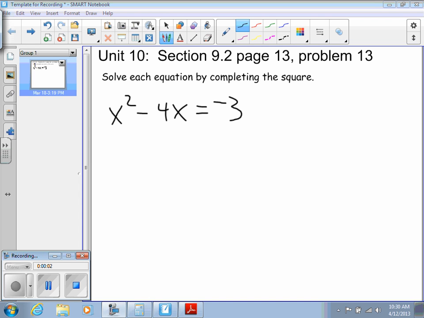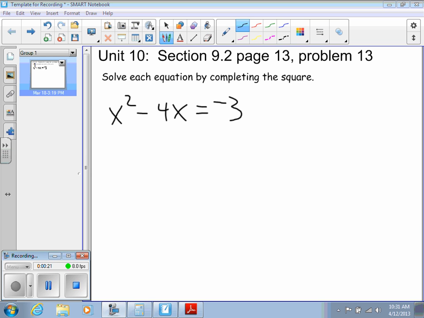Okay, I should start off by mentioning that completing the square is another method we can use for solving quadratic equations. And we generally use this for equations that don't factor. Factoring is an easier way of solving them if they factor. So let's go ahead and do this.